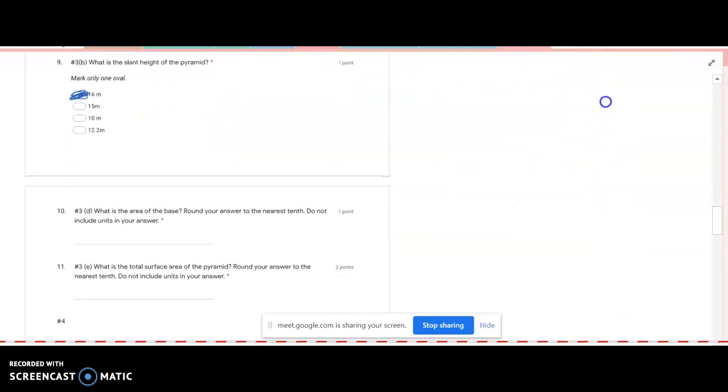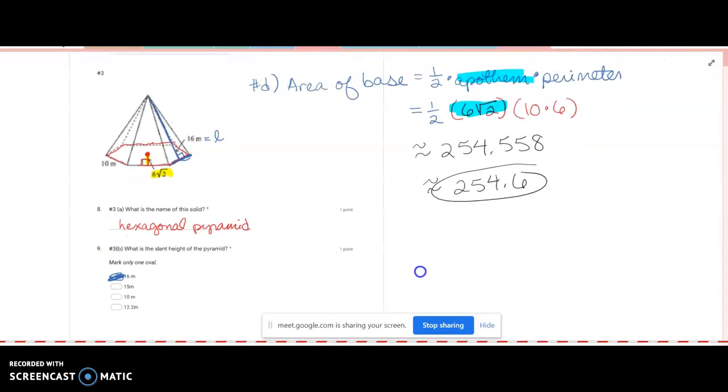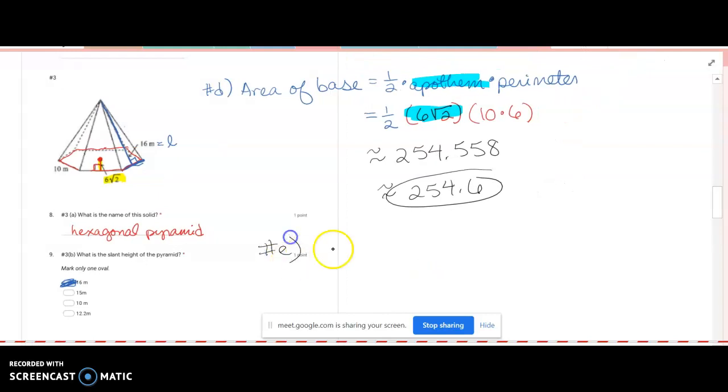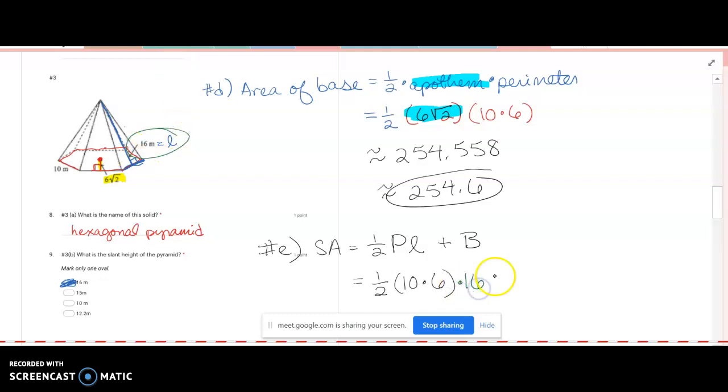And then I believe the last question, E, what is the total surface area? So for E, we're going to do surface area is 1/2 perimeter of the base times the slant height plus the area of the base. So 1/2, our base has 10 for each side, and then the distance around the whole outside would be 10 times all 6 sides. Our slant height they gave us to be 16, plus the area of the base we already found to be that 254.558. Remember to use all the decimal places.